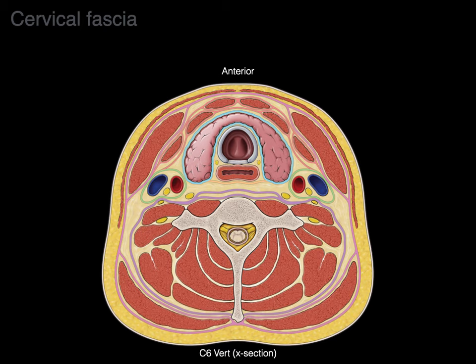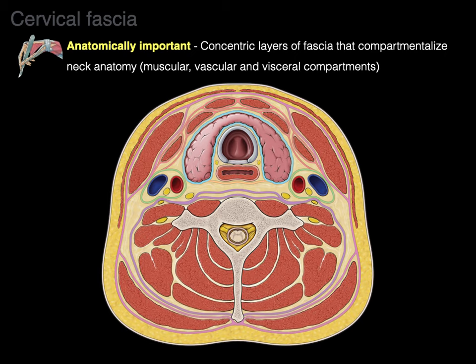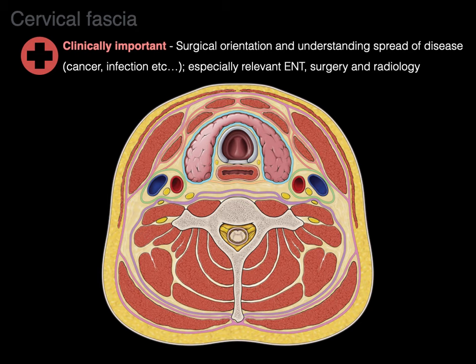Okay? Anatomically, cervical fascia is important because it forms concentric layers of cervical fascia that compartmentalize the neck anatomy, like muscular, vascular, and visceral compartments. Clinically, it's important because of the surgical orientation it provides and the understanding of spread of diseases like cancer and infection, and especially relevant in ear, nose, and throat surgery and radiology.